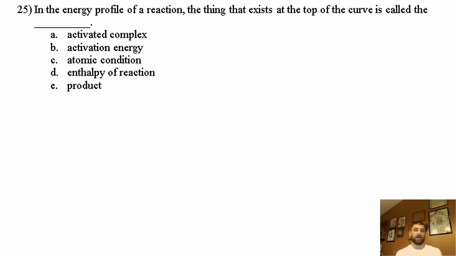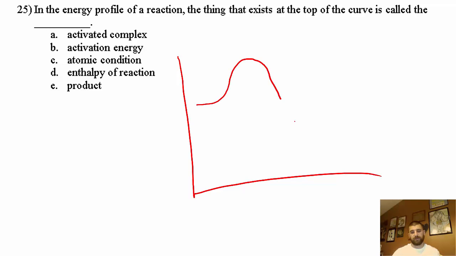25. In the energy profile of a reaction, the thing that exists at the top of the curve is called the blank. So why don't I draw one of those things? So let me draw an exothermic reaction. So the thing that's at the top right here, we call the activated complex. That would be A. Right? I'm going to call that AC.